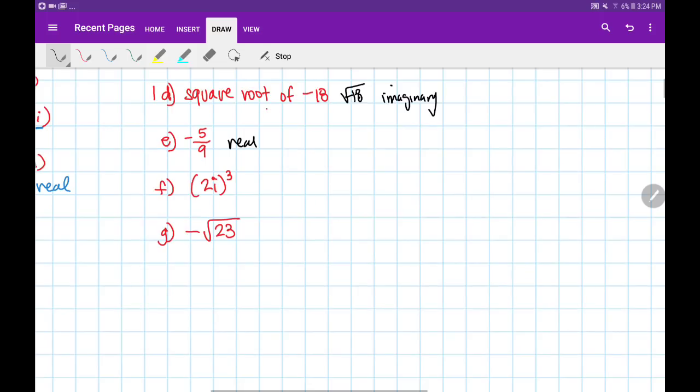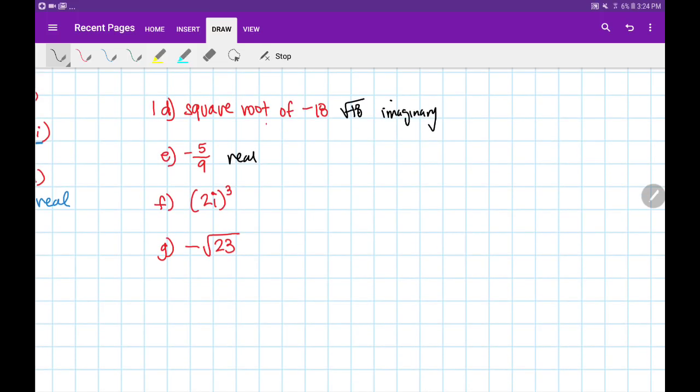This is real. Next, I have 2i cubed, so you have to do some work. We'll write this out, following the instructions, multiply it by itself 3 times. Okay, let's go 2 at a time and multiply these together. 2i times 2i gives me 4i squared.